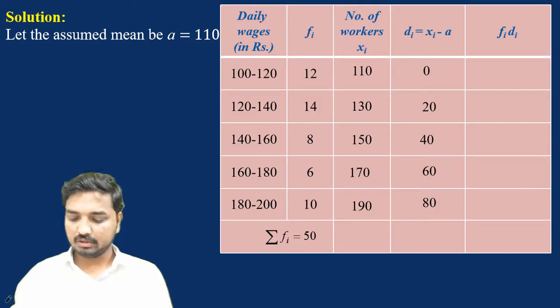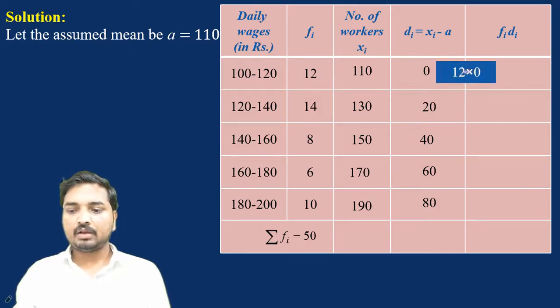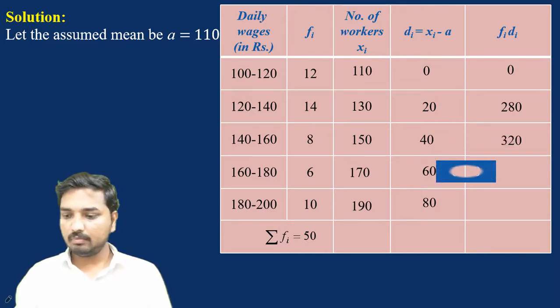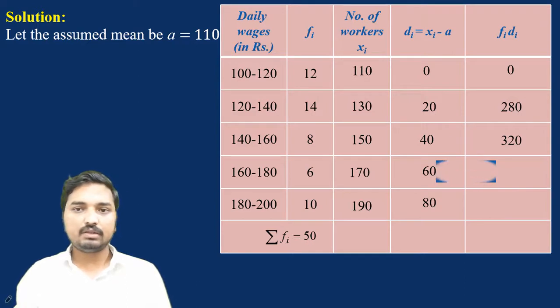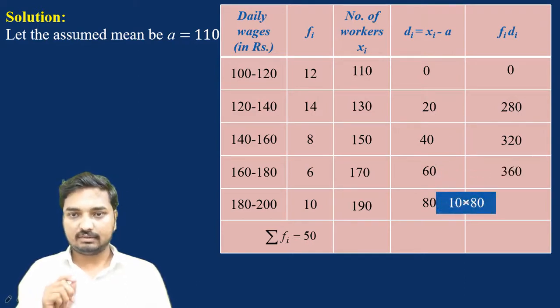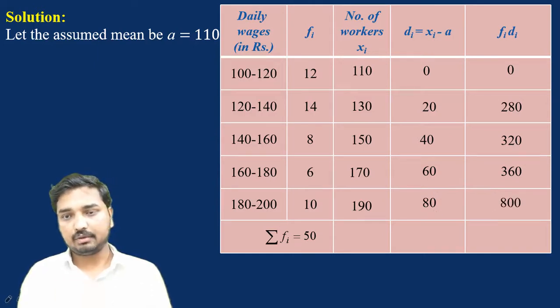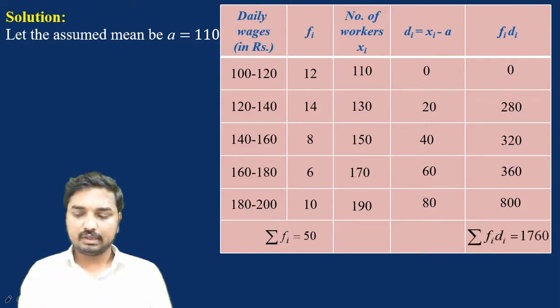Now look at the table, you will get the answers like this. 12 into 0 is always 0. Next, 14 into 20: 14 twos are 28 and one more 0, 280. Then 8 into 40 becomes 320, 6 into 60 becomes 360, and 10 into 80 becomes 800. So this is the fi di column. Next, you need to take the sum of the last column. If you take the sum of that column, you will get 1760.